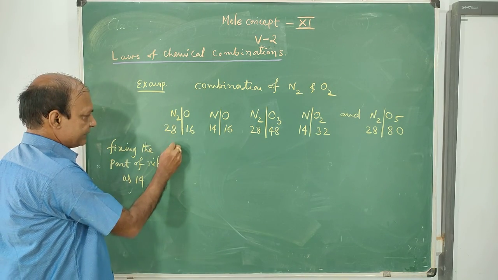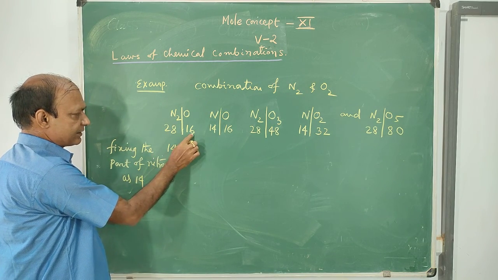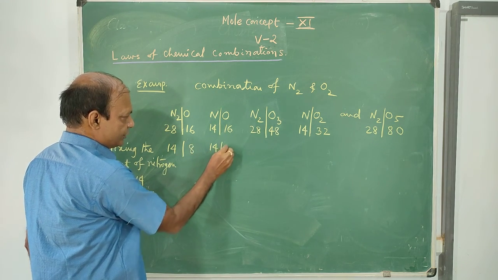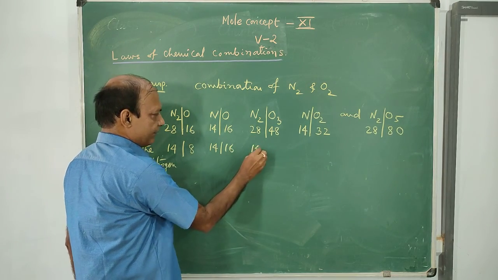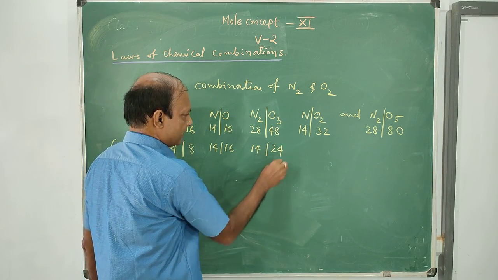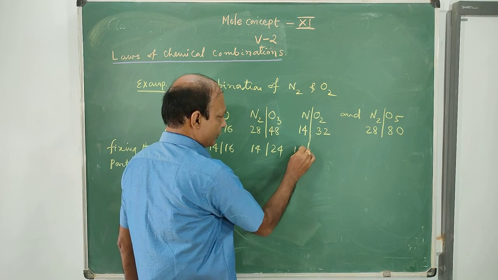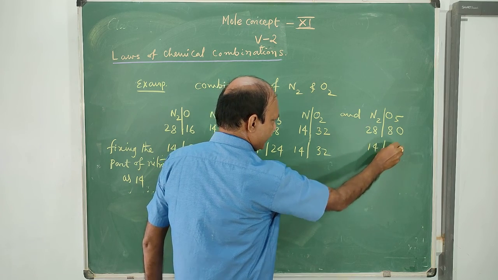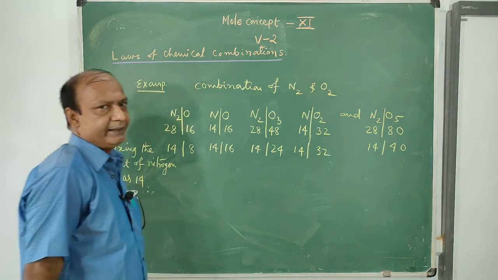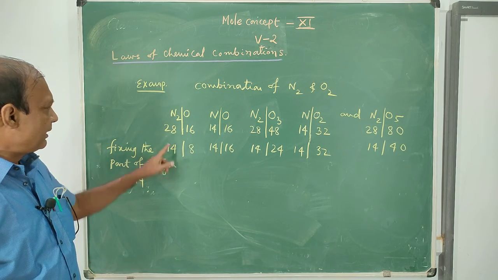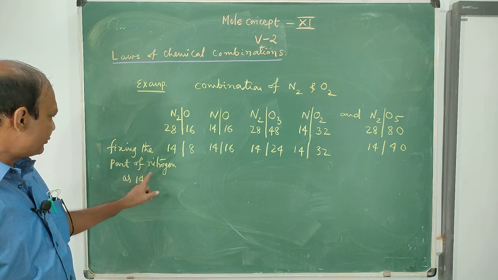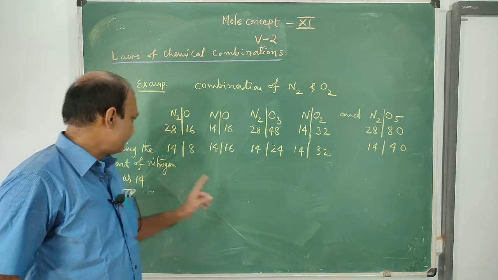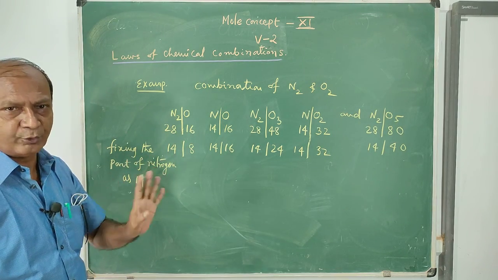Now see, here I am writing 14 parts. So 28 parts, 16 parts; 14 parts, 8 parts. Here it is already 14, so don't change it. Here you make it 14 parts combined with 24 parts. Here it is already 14, so don't change it. Here, instead of 80, you write 14 parts combined with 40 parts. Now you understand how I did it. You are fixing the part of nitrogen as 14. You can fix the part of nitrogen as 1 also, or you can fix the part of oxygen as you like. There is no problem here.